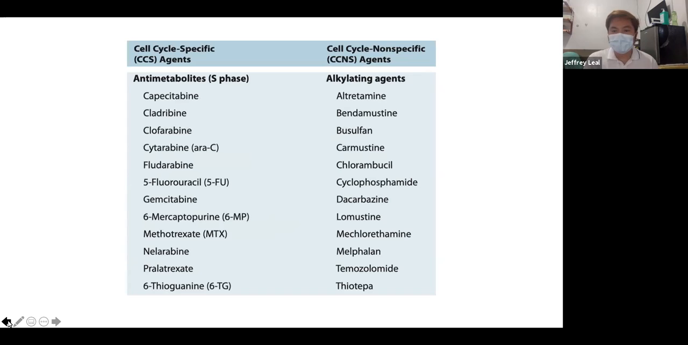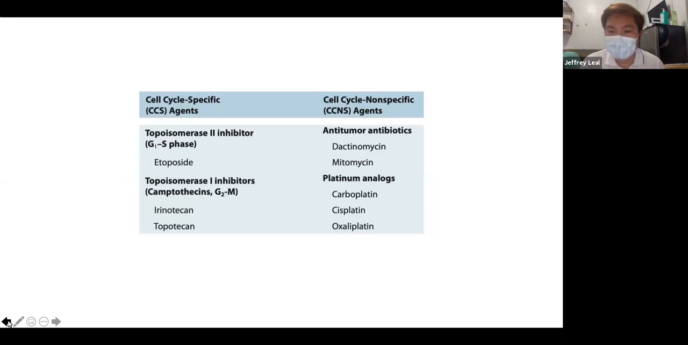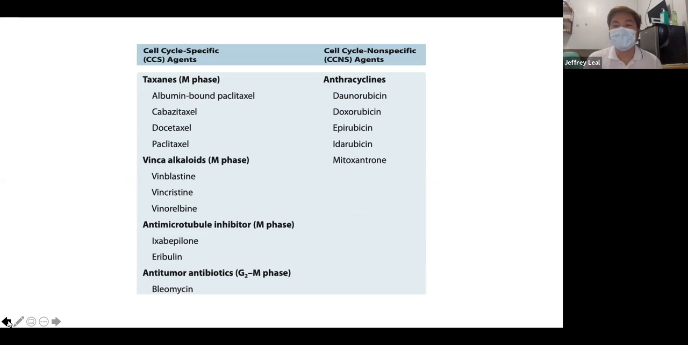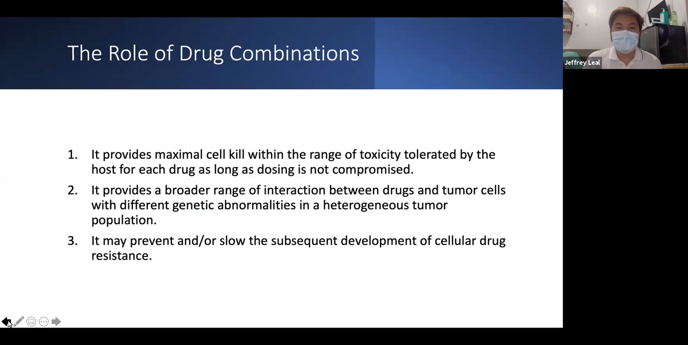Under your cell cycle non-specific agents, we have the following: alkylating agents. We have also the anti-tumor antibiotics, the platinum analogs, and the anthracyclines. Okay?